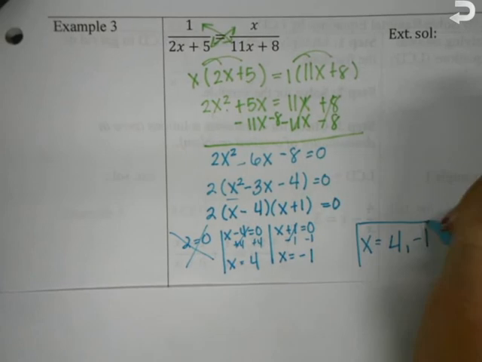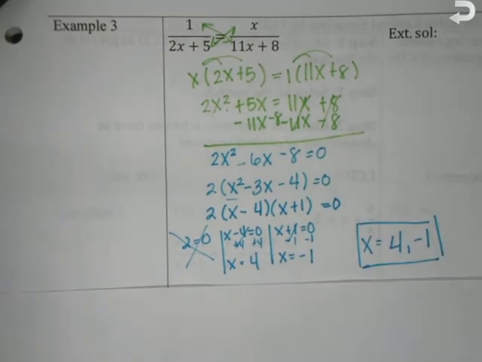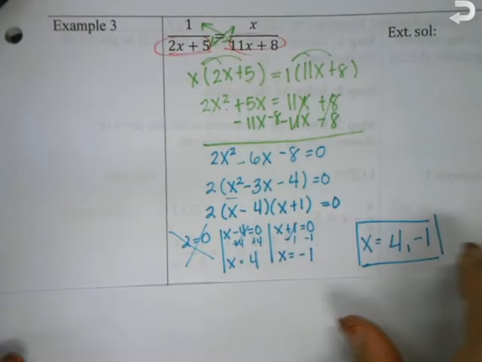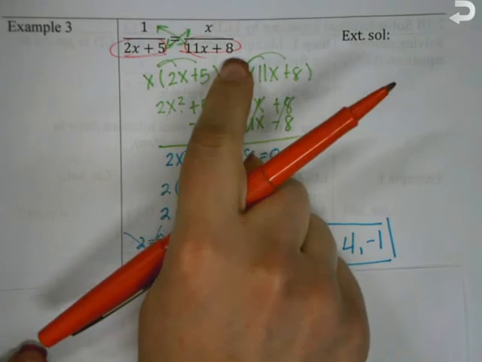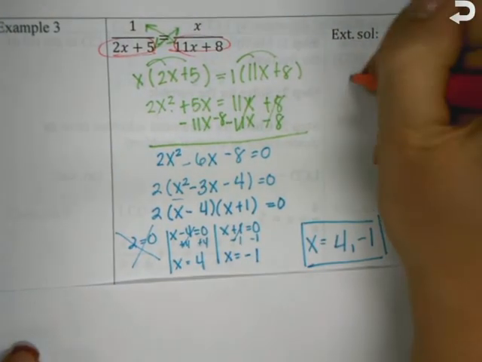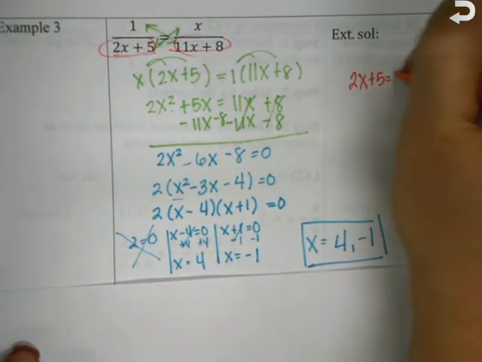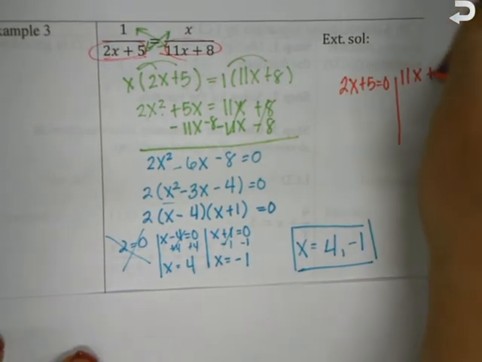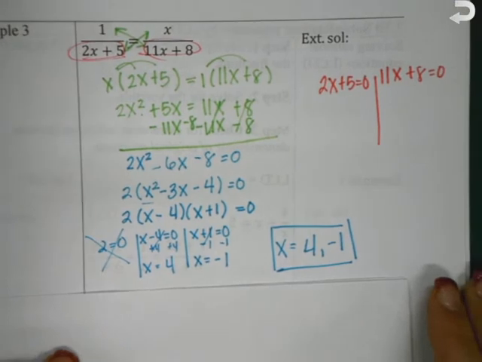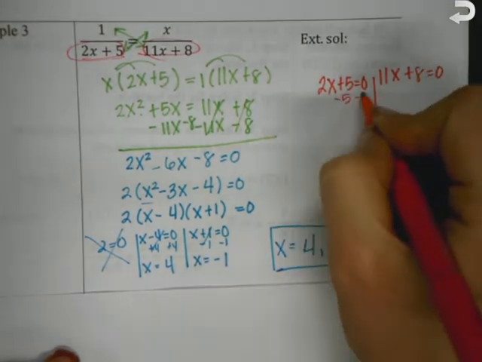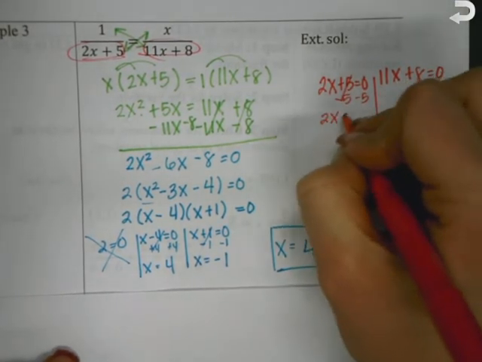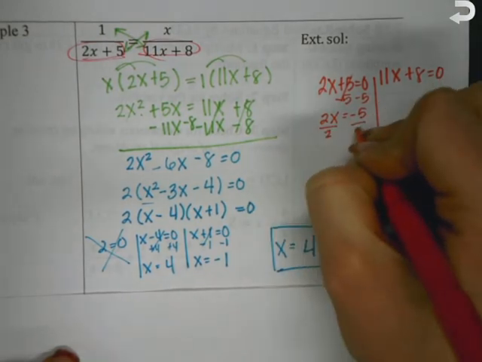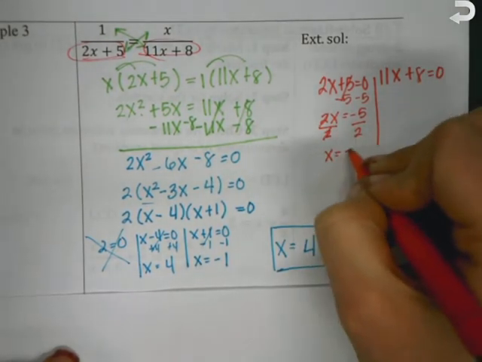So let's double check that by looking for my extraneous solutions. So I'm going to set each one of those denominators equal to 0 as well. So I would have 2x plus 5 equals 0, and 11x plus 8 equals 0. Subtract 5 from both sides. That gives me 2x equals negative 5. Divide by 2, x equals negative 5 over 2. So we have x cannot equal negative 5 over 2.